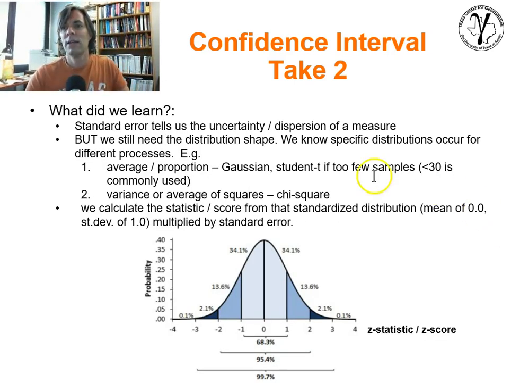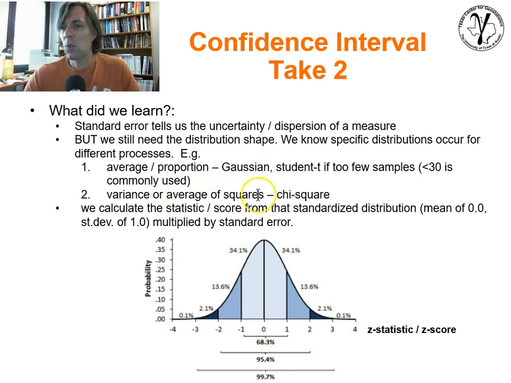So what do we learn? Standard error tells us about the uncertainty dispersion in the measure, but we still need distribution shape. We know specific distributions occur for different processes. Averages and proportions tend to be Gaussian, student t if too few samples.